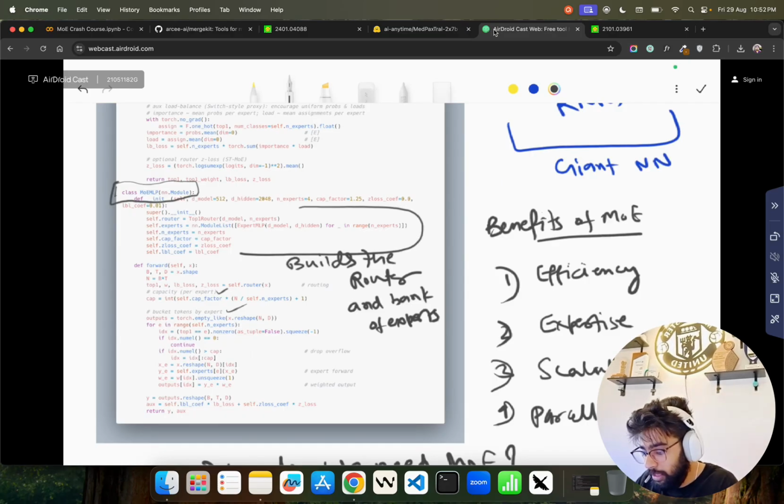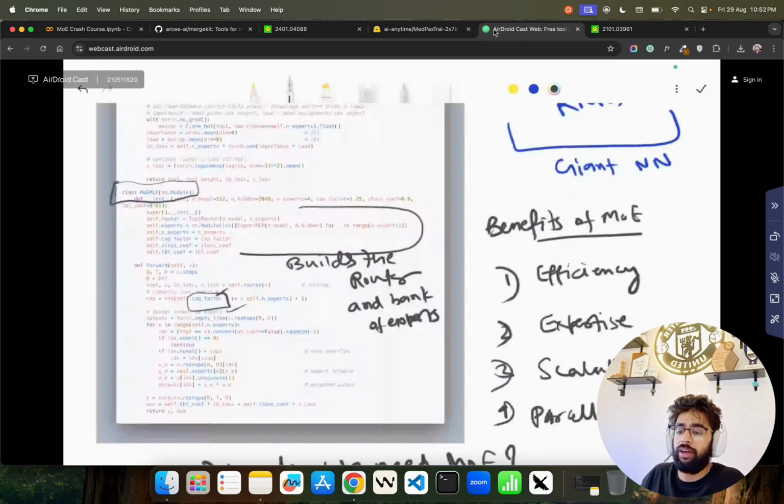The cap factor is very important, right? That you see this cap factor. Now the cap factor basically controls the per expert capacity. Okay, that's called cap factor when it comes to building this. Like max tokens per expert per batch. Actually, that's the right thing: max tokens per expert per batch. That's what it does. It basically controls the capacity of each expert.